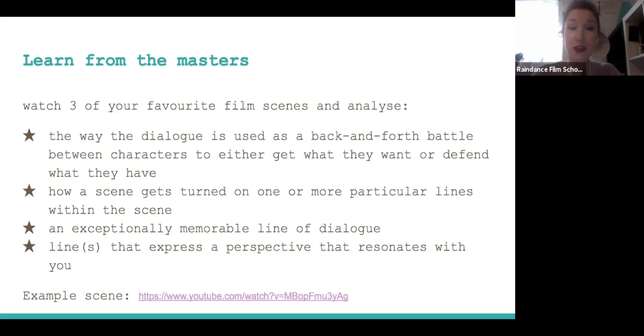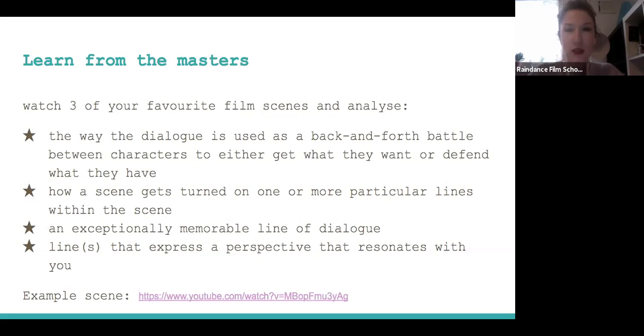Then of course, if there is an exceptionally memorable line of dialogue in your favorite film scenes, that's also something to watch out for. It can be something good. That's why I included it, because sometimes you come up with something like that and you're not sure if you can put it in. Usually you can put it in, but you don't need to push it.